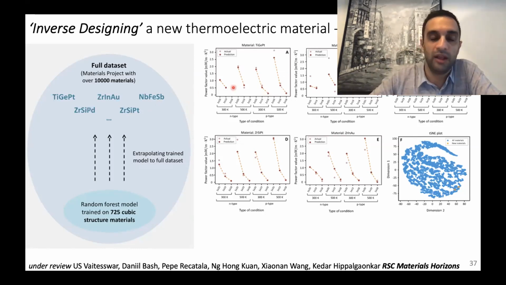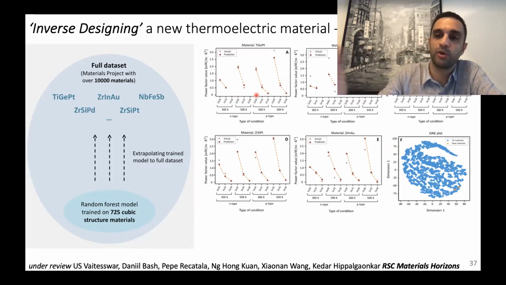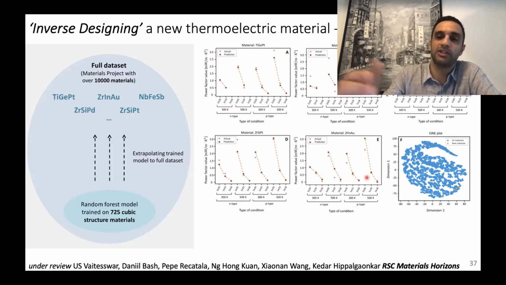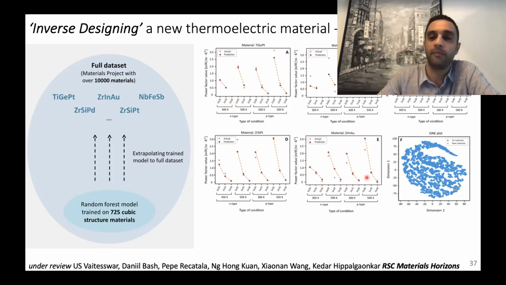So there was no prediction on the power factor for these new compounds. So what we then did was go back and, using DFT and Boltzmann transport, we validated that these predictions are actually accurate. So what you see on the x-axis here is, at different temperatures and different doping levels, you can see that the match between the actual and the predicted is actually pretty good, right? So here's an example where we can look at materials that we haven't looked at before, which the machine learning has predicted based on how you have identified the features that are important.